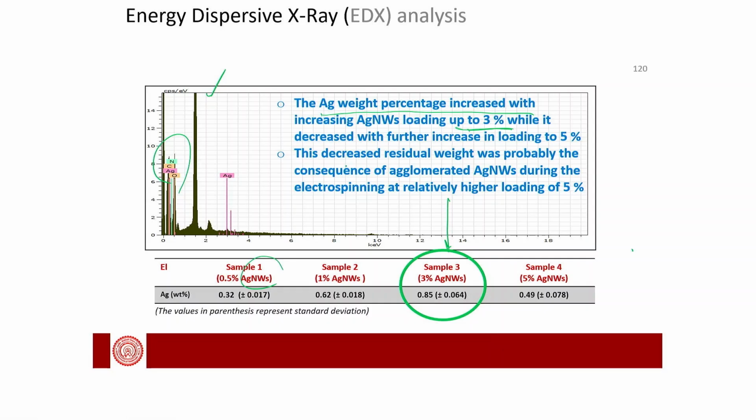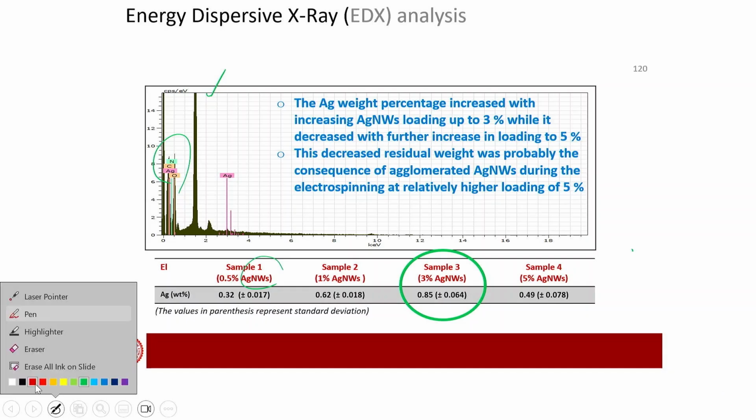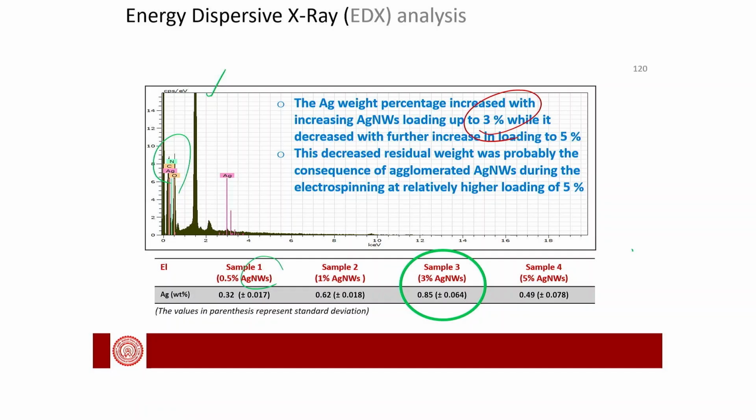So, that effectively reduces the silver content in the nanoweb. The decreased residual weight was probably due to the agglomeration of silver nanowire during the electrospinning process. So, if we increase the silver nanowire during the electrospinning, it will start agglomerating. So, what we found is that 3% is the optimum value. So, we have used 3% as our final selection.